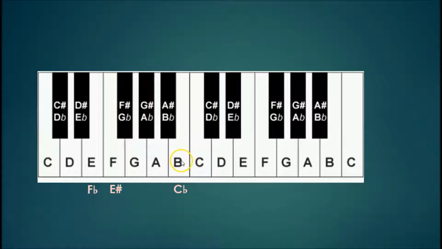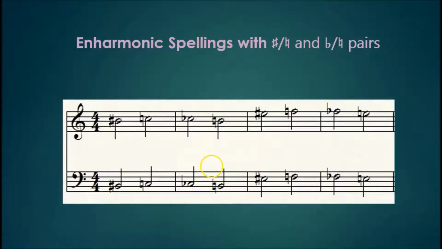So C flat is an enharmonic spelling for B natural, because I don't have a black key right here, so I still have to go to the left 1 key. And same thing, C is an enharmonic spelling for B sharp, because it's the key just to the right of B. So if I look at these on a staff, these pairs are not going to be sharp and flat pairs like the other 5. They're going to be sharp natural pairs and flat natural pairs.